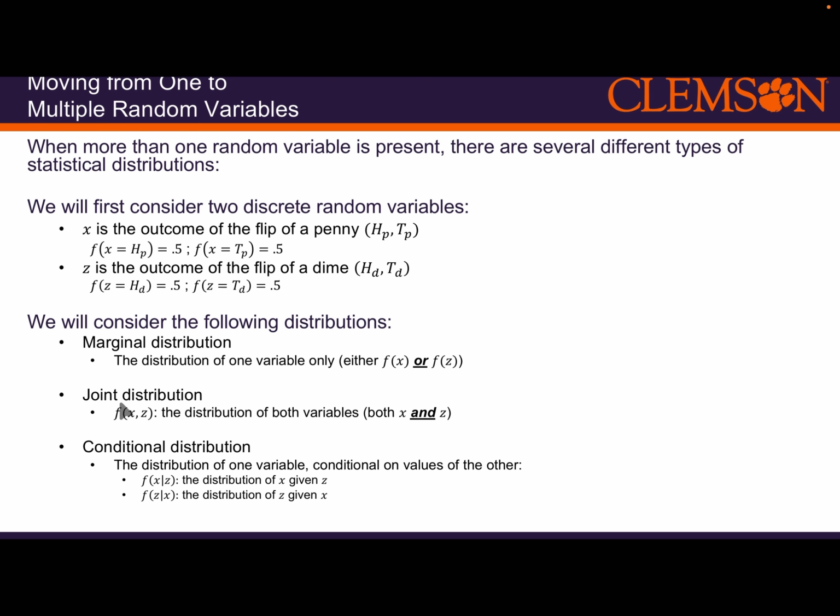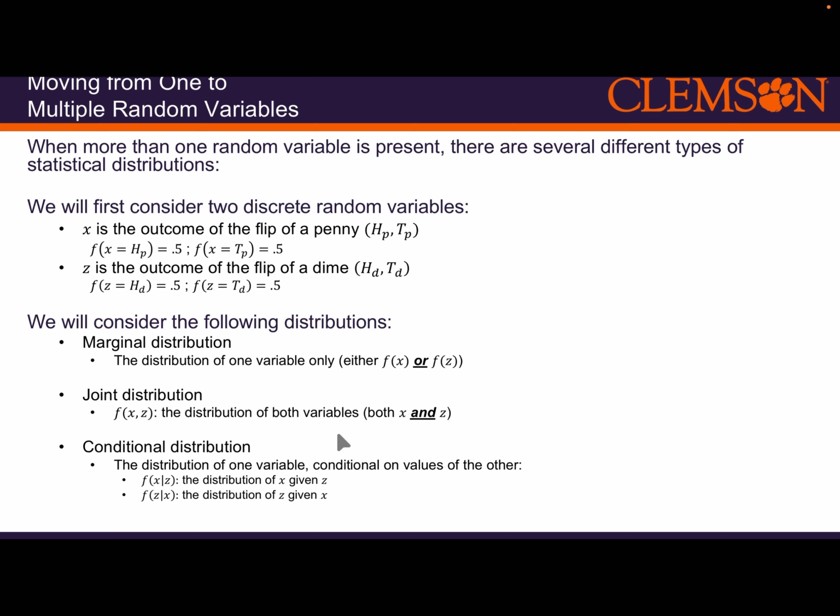Sometimes we call that a joint distribution, right? That's the distribution of values for both x and z. Now, we know a univariate distribution has a sample space. Well, it turns out a multivariate distribution has more than one sample space. It has a sample space of both x and z together.